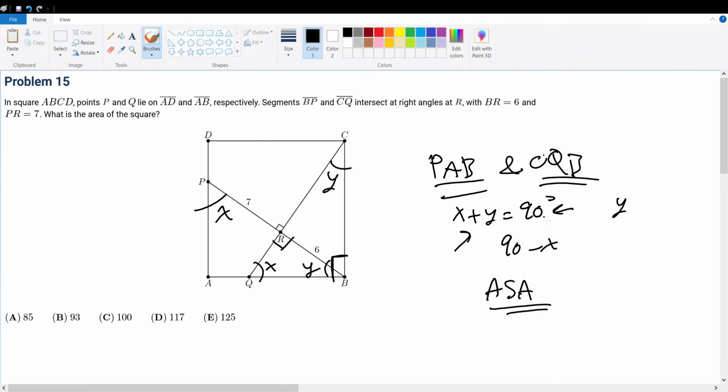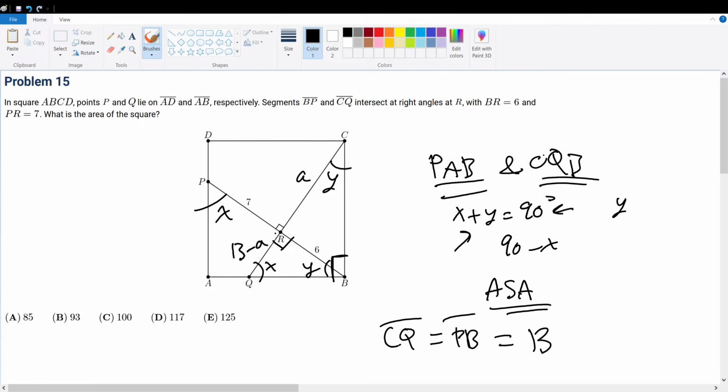So now that we have that out of the way, what can we say about CQ? Since CQ is the hypotenuse of CQB, which is congruent to PAB, this must be equal to side length PB. PB is equal to 7 plus 6, which gives 13. So we want to calculate the area. That means we want to solve for at least one side, because we have the hypotenuse, so the Pythagorean theorem can solve the side length of the entire square. To do that, let's assume that this is a, and this will be 13 minus a.